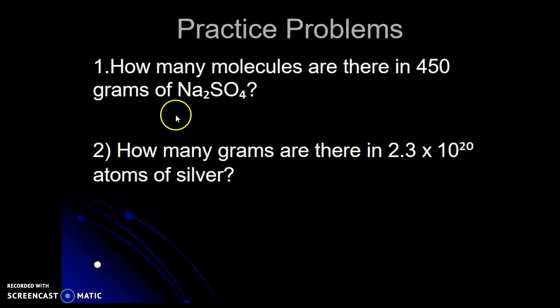Right, let's do this. Pause the video and practice these problems. How many molecules are there in 450 grams of sodium sulfate? And how many grams are there in 2.3 times 10 to the 20th power atoms of silver? The answer for the first one is 1.9. Make sure you pause the video before you continue so that you can work it out before you see the answer. The answer for the second one is 0.04 grams of silver.